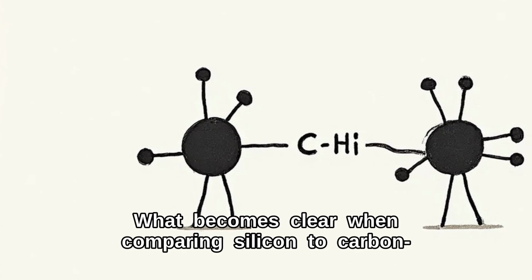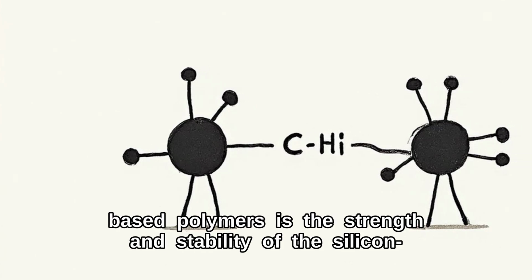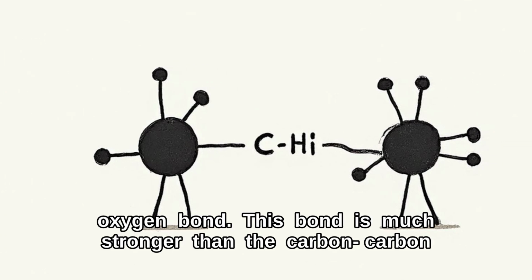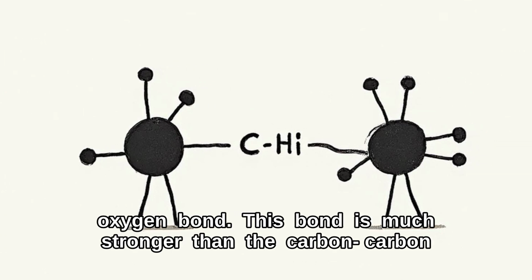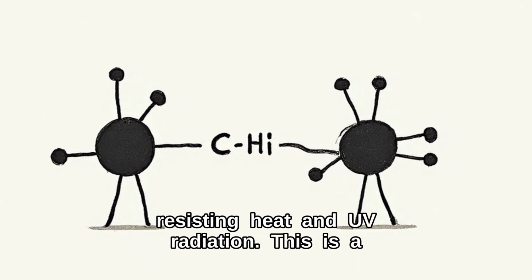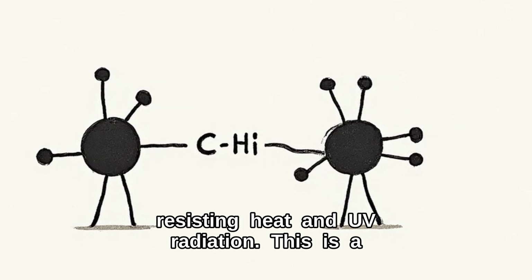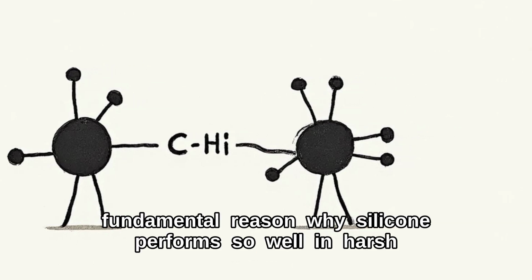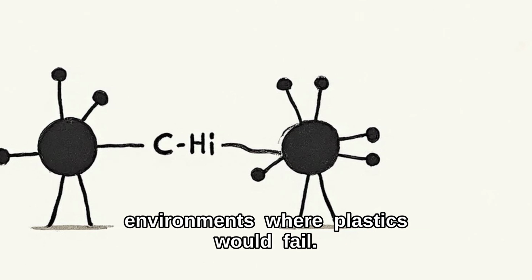What becomes clear when comparing silicon to carbon-based polymers is the strength and stability of the silicon-oxygen bond. This bond is much stronger than the carbon-carbon bond in many plastics, especially when it comes to resisting heat and UV radiation. This is a fundamental reason why silicone performs so well in harsh environments where plastics would fail.